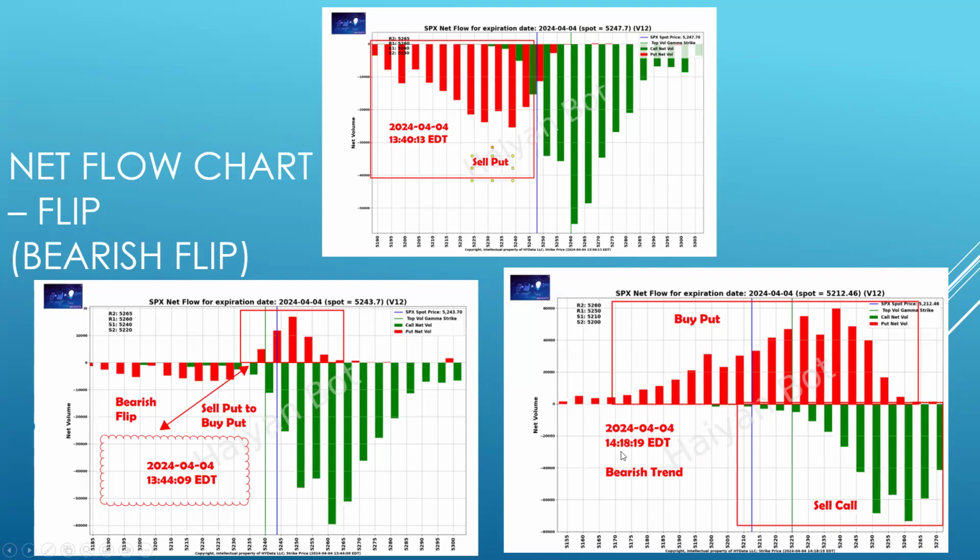About 30 minutes later, you see a bunch of buy puts increase, and the sell calls. With buy puts and sell calls, that's a very bearish trend. That's the bearish flip from the previous state. So when we started the notification, the market spot price was at 52.47, and then by the end of the day it fell below 5,200. I think even much lower. So this is a bearish flip.